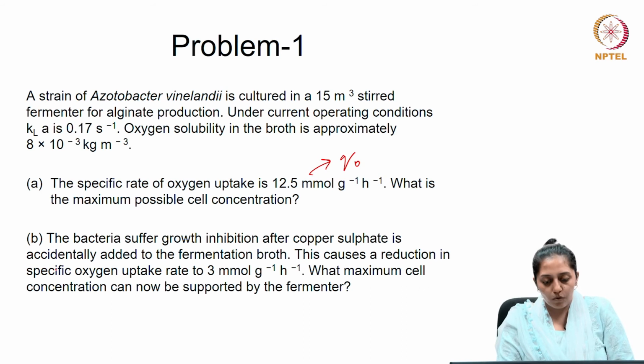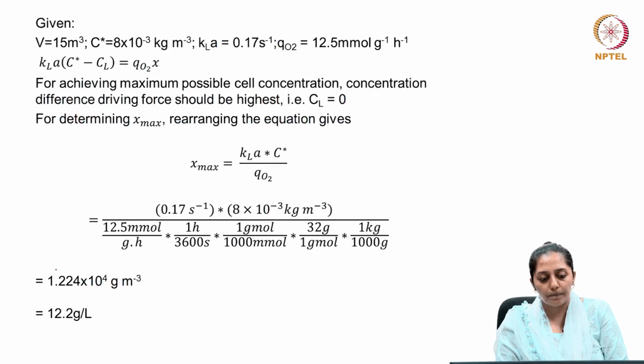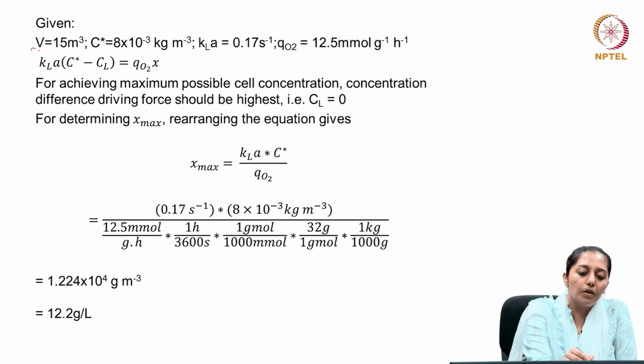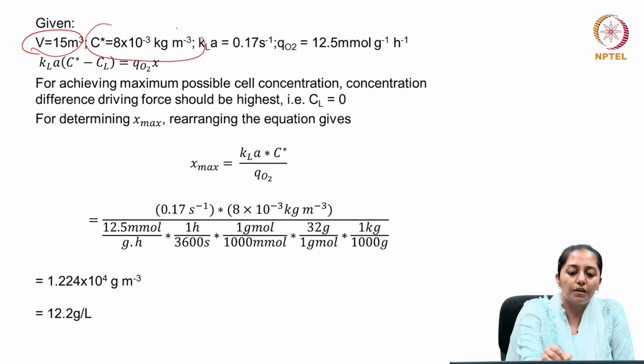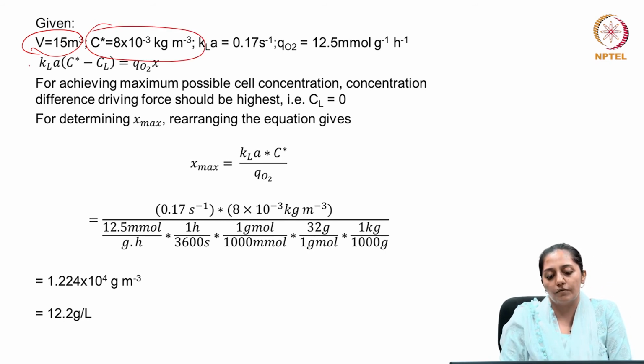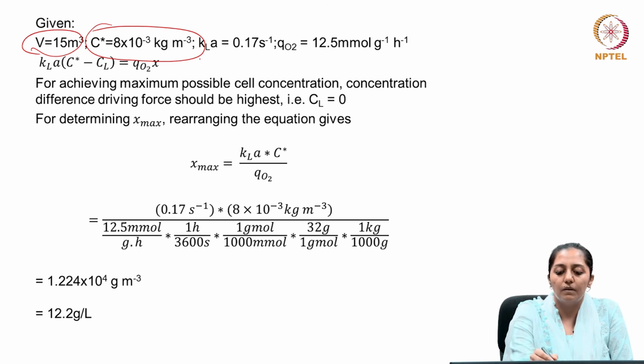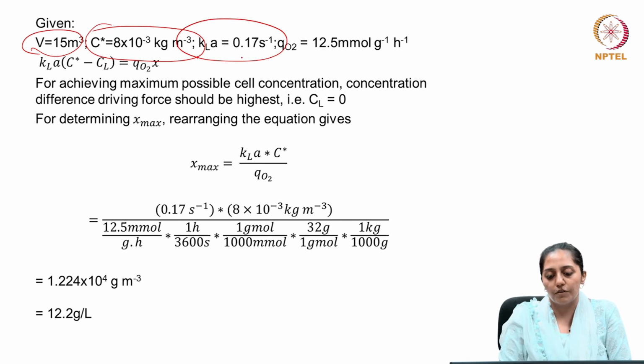So let's see how to solve the first part. So what has been given to us? The volume, which is 15 meter cube, the saturation concentration, the equilibrium concentration of oxygen, which is 8 times 10 to the power of minus 3 kg per meter cube. Volumetric mass transfer coefficient is given. The specific oxygen demand is also given.